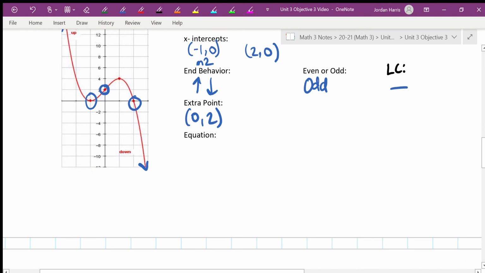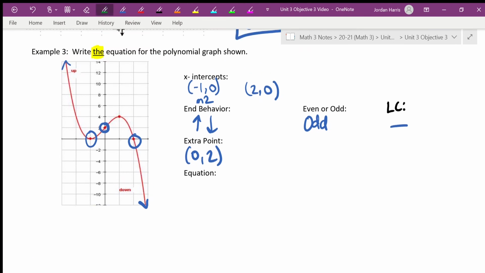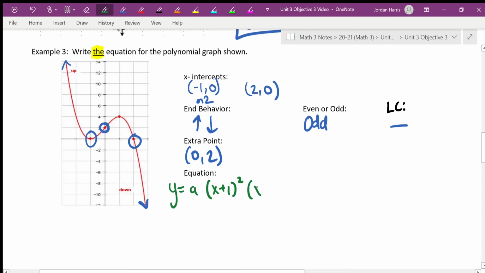Okay, so we actually have to work out some stuff here to get the a value. Instead of just writing a negative number, I know the a value should be negative, but I'm going to write a because I'm going to have to actually solve for this. Times, now we deal with this. This is a -1, so x plus 1, but it's squared because I'm bouncing. Be careful about that. And this one is a 2, so x minus 2. That one has an exponent of 1. And now I plug in my extra point. So 2 equals a times (0 plus 1) squared times (0 minus 2).